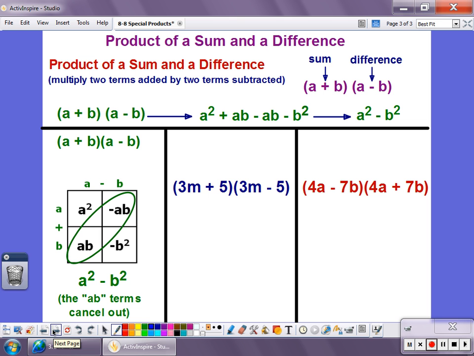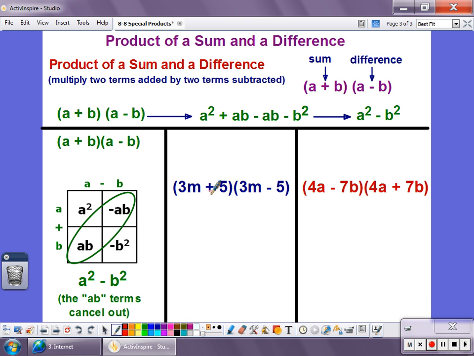Now the last special product we have is called the product of a sum and a difference. This is where we take a polynomial that's an addition polynomial, multiply it by the same polynomial that's a subtraction polynomial. These are not going to be raised as a square because we are not multiplying the same thing by itself. So it's always the same terms, but one addition, one subtraction.